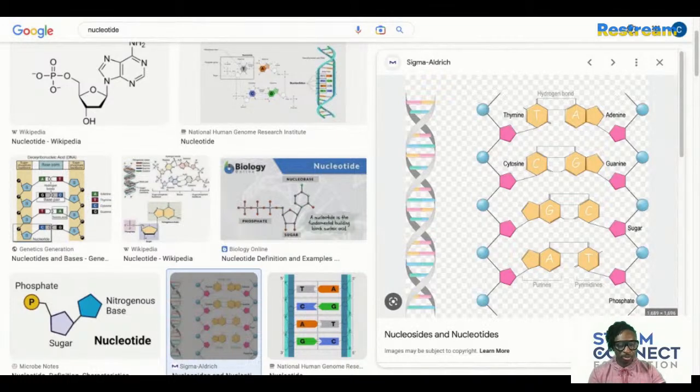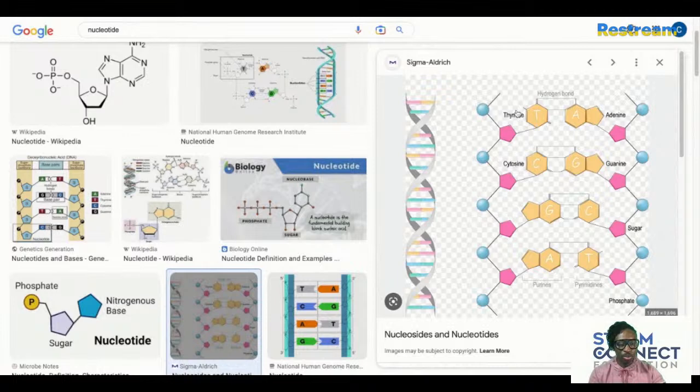Every piece of genetic material, whether it's DNA or RNA, will all have phosphates, okay? But DNA has a particular type of sugar, which is deoxyribose, and RNA has the sugar ribose.